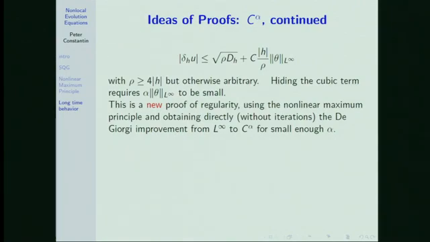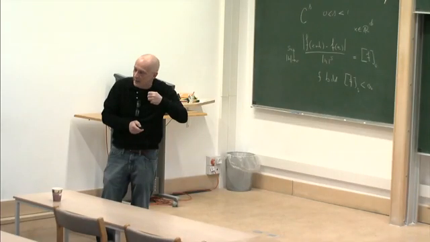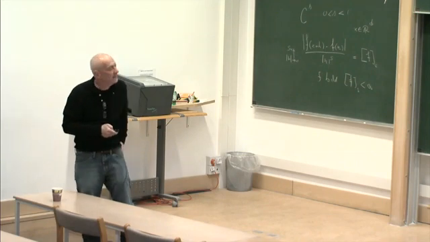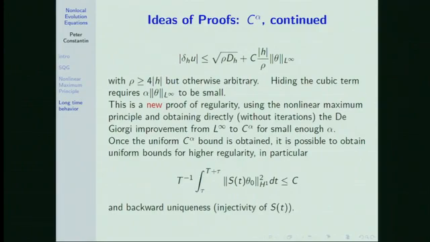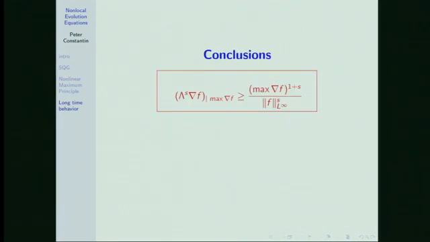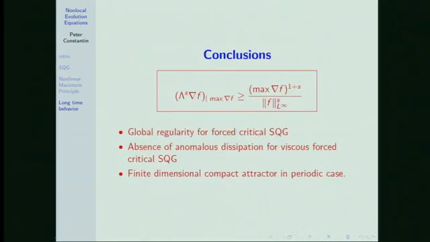So there's a new proof for regularity using the nonlinear maximum principle, obtaining directly, without iteration, the de Giorgi improvement from L infinity to C alpha, just like that. If you ever saw a proof of the de Giorgi principle, it's painful. I don't think this is painful, but of course, it's a matter of being used to it. Once this is obtained, then you go to higher things and you can get the attractor. So I'm going to finish with my conclusions. That's one form of writing the maximum principle, and I thank you very much.